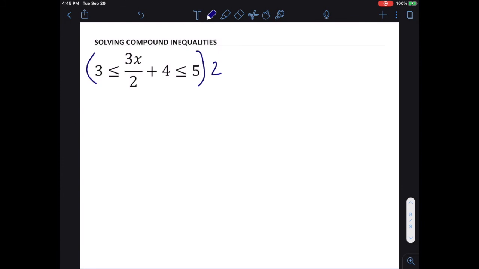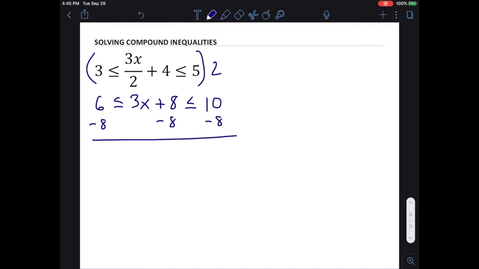So I'm going to end up with 6 is less than or equal to, so when I multiply that fraction by 2, it just becomes 3x. And then we have plus 8 is less than or equal to 10. All right, so now I've got rid of that fraction, so I can just solve like I normally would. So I'm going to subtract 8 on all 3 parts, left, middle, and right. So we have negative 2 is less than or equal to 3x, which is less than or equal to 2.